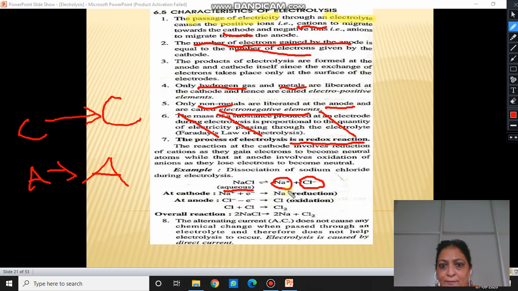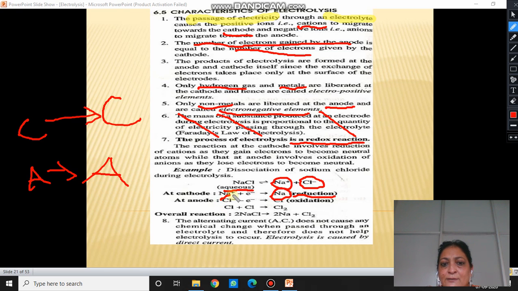Once you switch on the current, the sodium ions, C goes to C, go to the cathode and accept an electron. We all know that Cat is Red, so at the cathode reduction takes place. These ions accept electrons and become sodium atoms, and as a result they get deposited there.